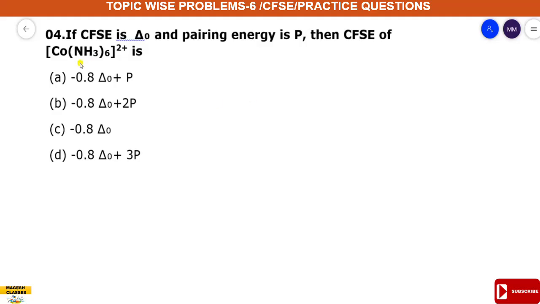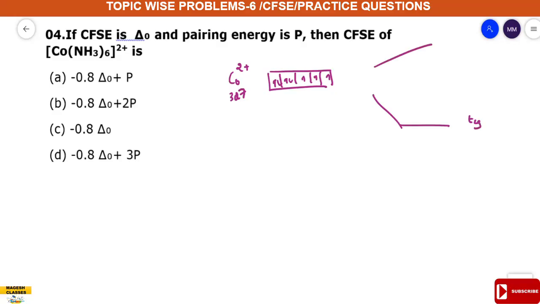Question number 4. If CFSE is delta O and pairing energy is P, then CFSE of the hexaamminecobalt 2+ ion is. So in this complex, the metal atom is cobalt in +2 state. Spherical field, like this. In the octahedral field, the spherical field splits into two categories: one is the T2g and Eg.